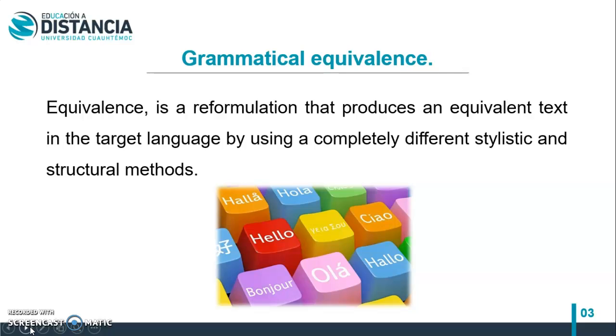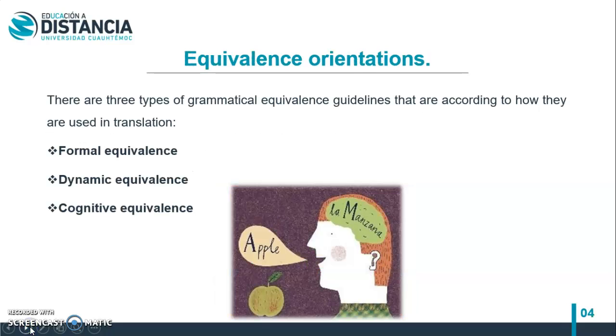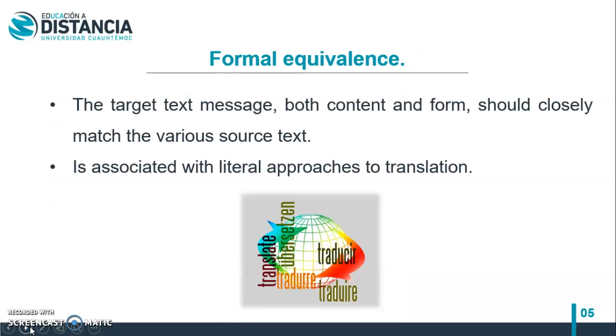An equivalence is a reformulation that produces an equivalent text in the target language by using a completely different stylistic and structural method. There are three types of grammatical equivalence guidelines, according to how they are used in translation. And these three types are formal equivalence, dynamic equivalence, and cognitive equivalence.